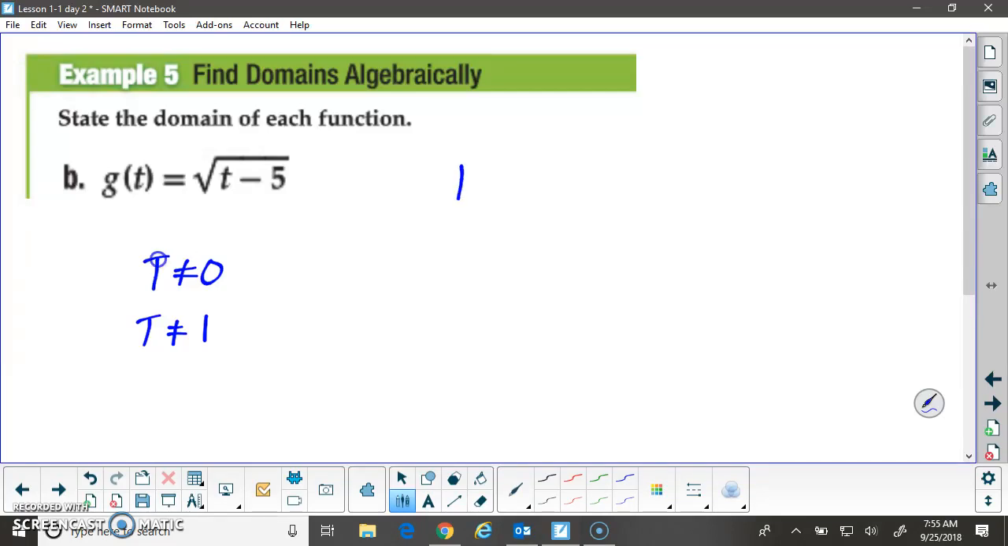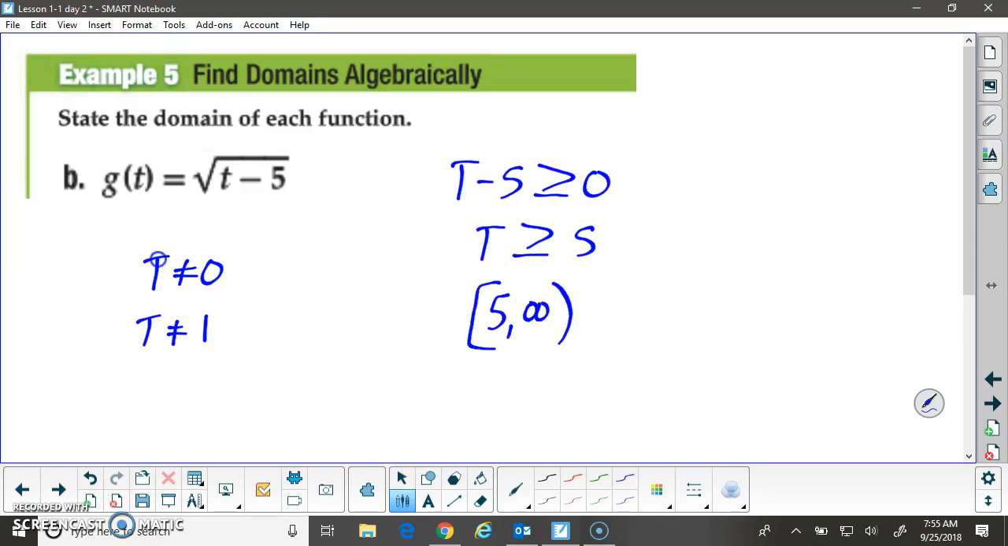So when you have a square root, what you want to do is take the expression that's inside the square root and make sure that it's greater than or equal to 0. So if we solve this inequality by adding 5 to both sides, it gives us t is greater than or equal to 5. We're going to answer, however, with interval notation. So I need a bracket on the 5. This is the solution we're looking for.